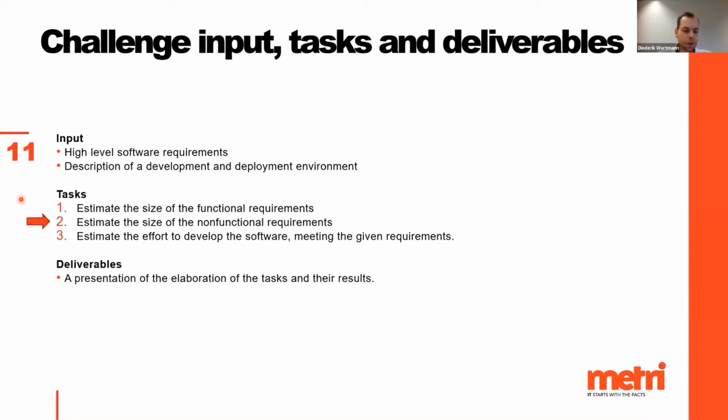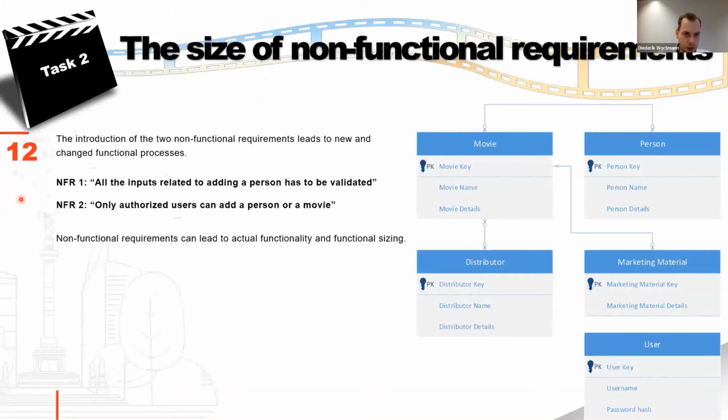Moving on to task 2, which was to estimate the size of the non-functional requirements. And 2 separate non-functional requirements were actually provided to us, one regarding data validation, and the second one regarding user authorization, which deals with security. So to be able to estimate the impact on the size of the software to be developed, we had to state a number of hypotheses or assumptions on the implementation of these non-functionals. So all that was given to us were these non-functional requirements, and we had to translate this into impact onto the functional size of the application.